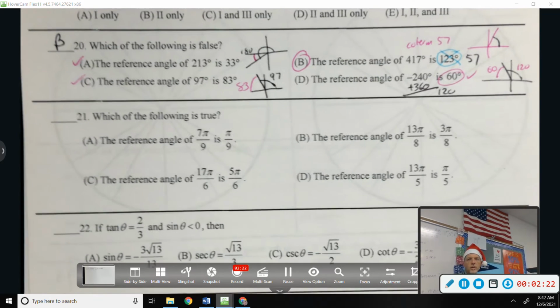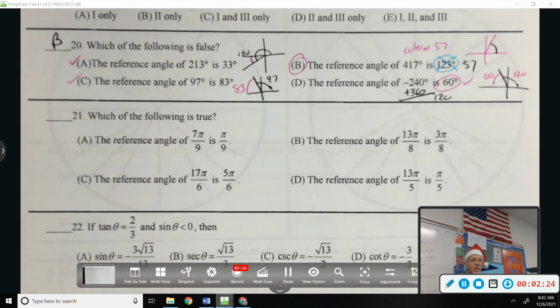B is the wrong one. If I'd have really been paying attention, I could have known that right away, because reference angles are always less than 90. Or 90 or less. I guess it could be 90.